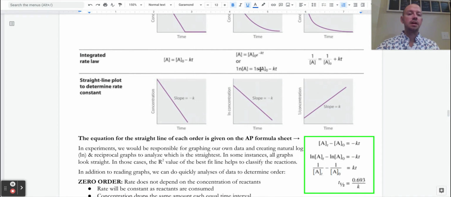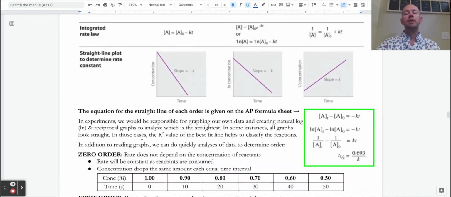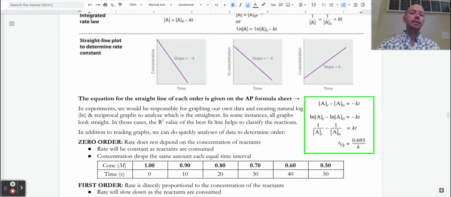So we do see a subtle difference from the way it was presented right there and there to what you would be given. So if we are doing a lab, we would be graphing our own data. We would graph concentration versus time. We would see if it's straight. If it's not, we would do some more things to it.